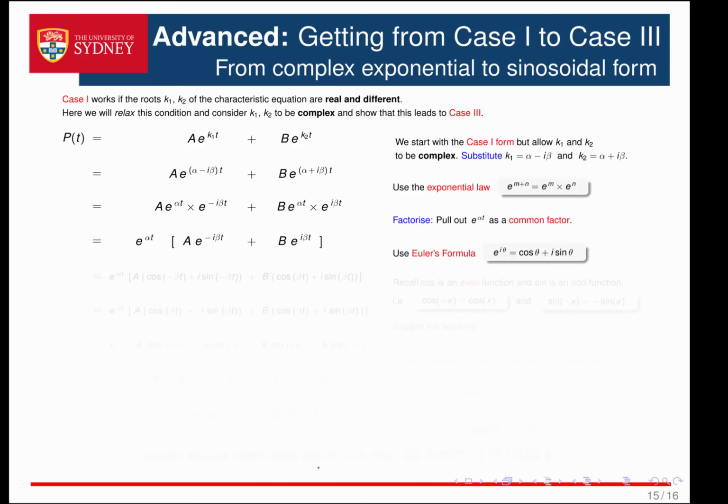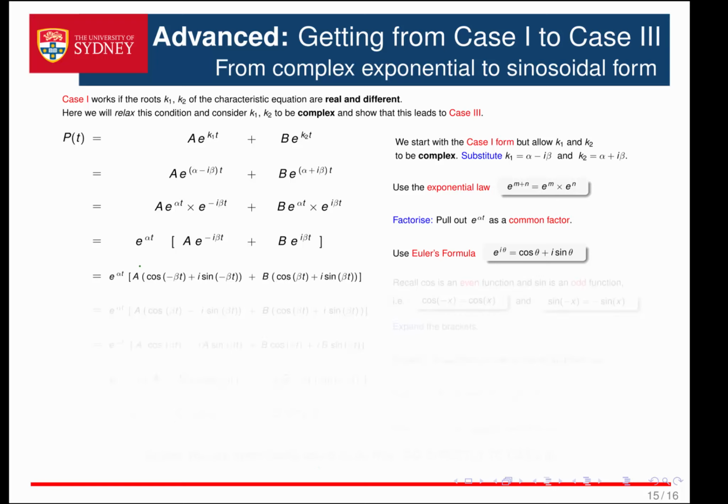We will now use a pivotal formula that, quite surprisingly, relates the exponential function to sine and cos through complex numbers. This elegant relationship is called Euler's identity. The formula states that for any value theta, e to the i theta is equal to cos theta plus i sine theta. This is indeed the critical step where the form of the solution is transformed from exponential functions in case 1 to the sine and cos functions in case 3.